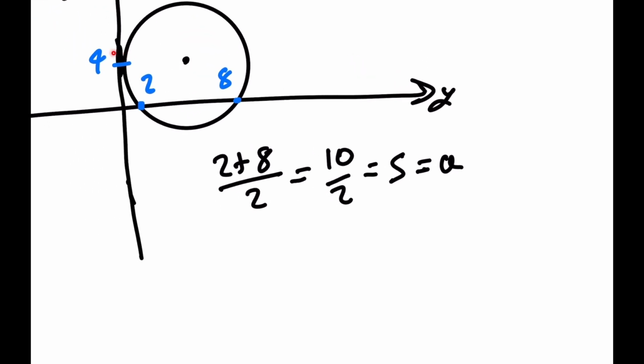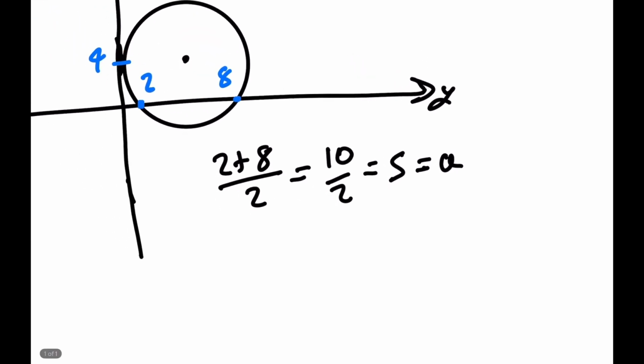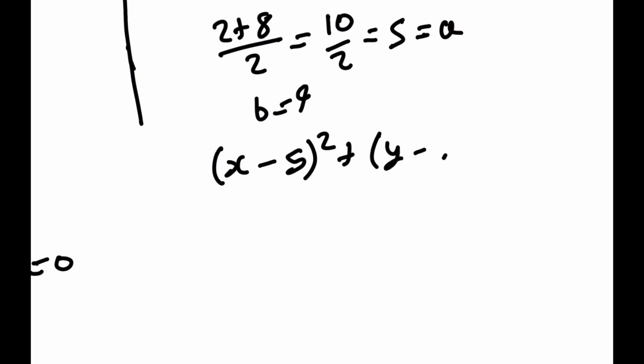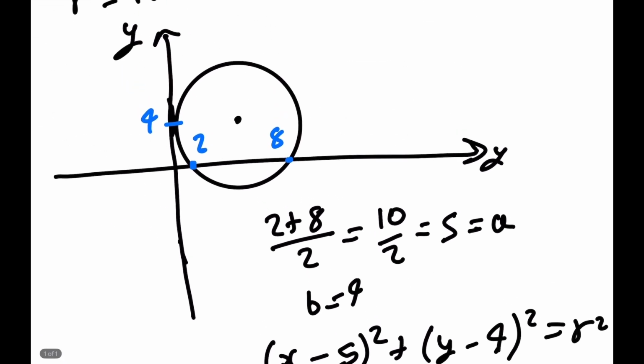And for the y value, we can see that it just touches at this point, which means that we can safely say that the center has to be on the same y value as 4. So we can say b is equal to 4. So now we have the equation x minus 5 squared plus y minus 4 squared is equal to r squared. So how would we find the radius?